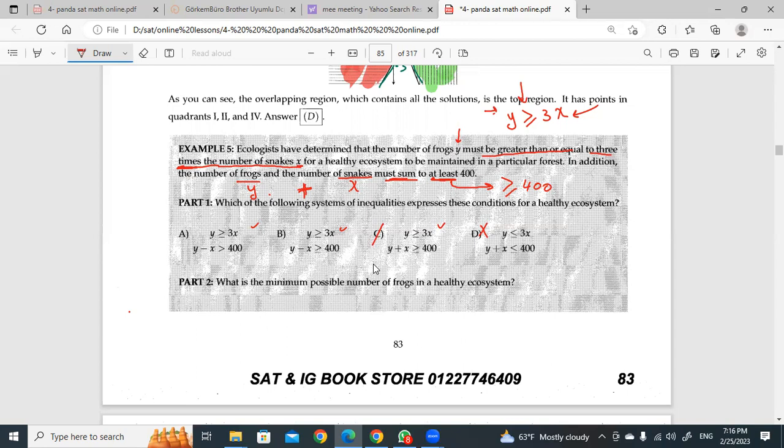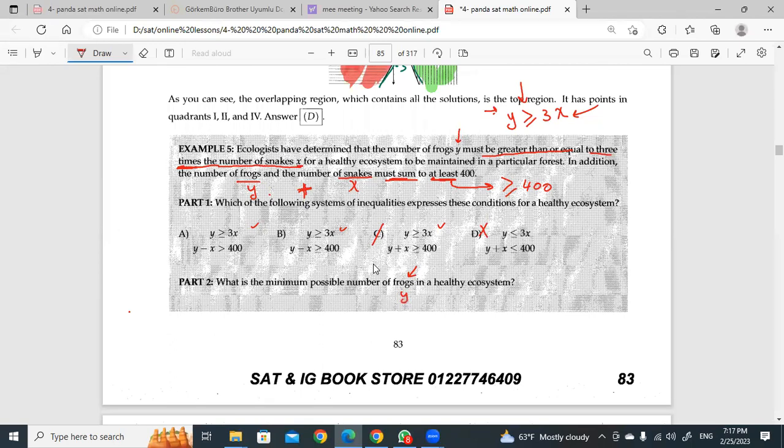After this, he's asking, what is the minimum possible number of frogs in a healthy ecosystem? What are the frogs related to? Which variable? Y. Yeah, okay. So you need the minimum y.